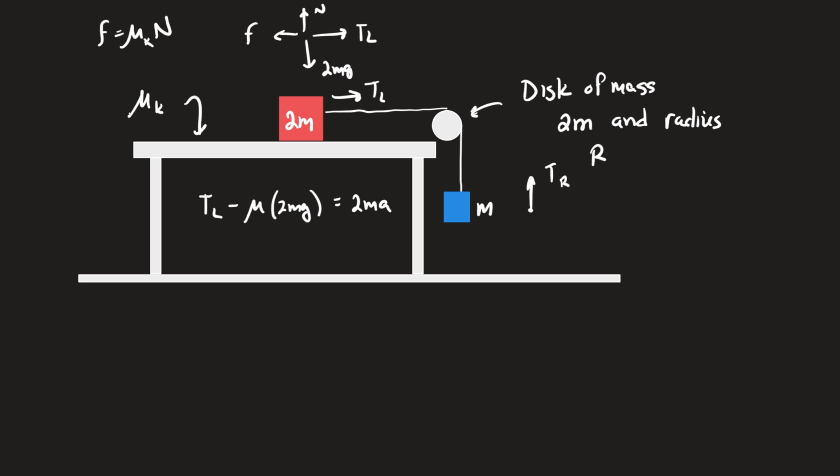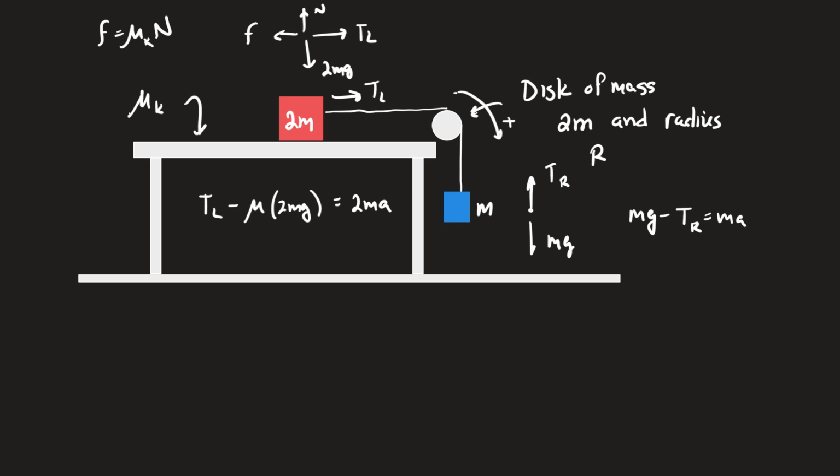Because I saw a few people making just little mistakes, like not putting the 2m for the mass here, stuff like that. I know it's all little, but it all starts to add up. The one that's hanging, we're going to have mg and TR. I'm going to make, if it's not obvious, I'm making this direction the positive direction. So we'll have mg minus TR equals ma.